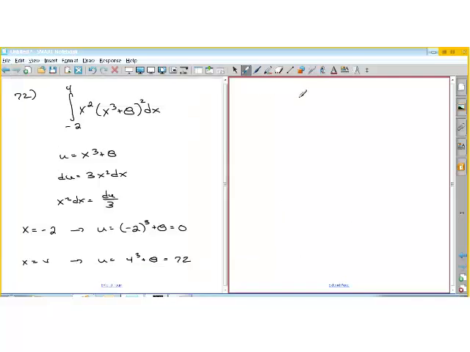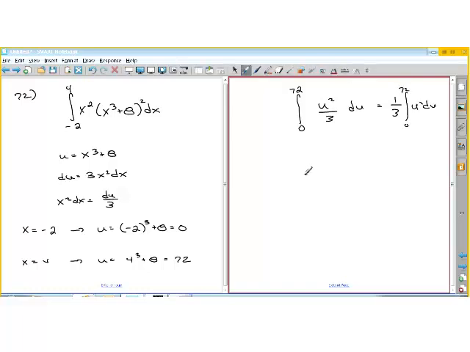So we can rewrite the original integral. We can change the limits from 0 to 72, and we'll have u squared. x squared dx is du over 3, so we'll divide by 3 and multiply by du. So when we integrate, that's also equal to 1/3 the integral from 0 to 72 of u squared du.